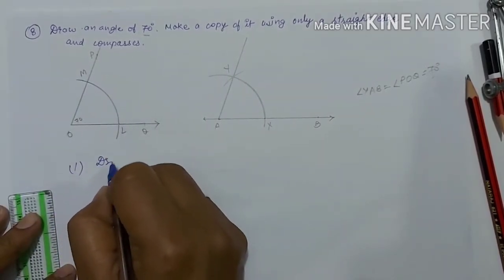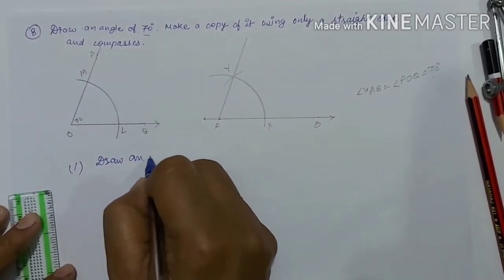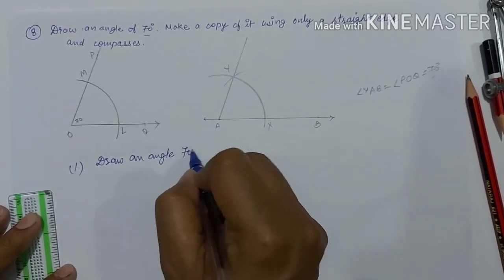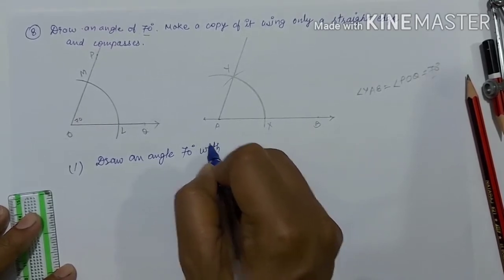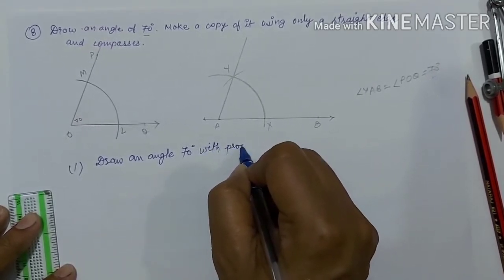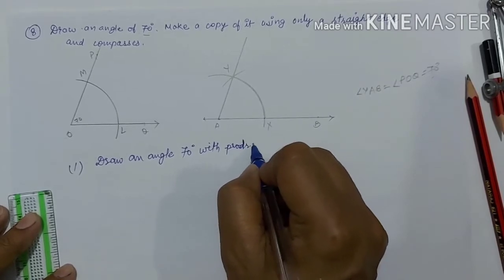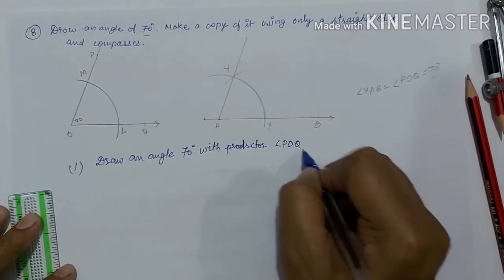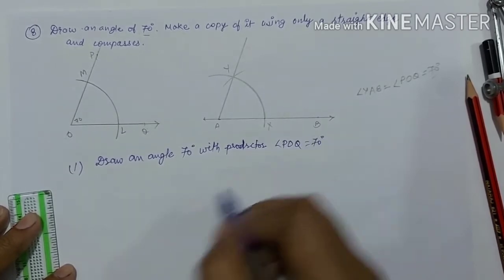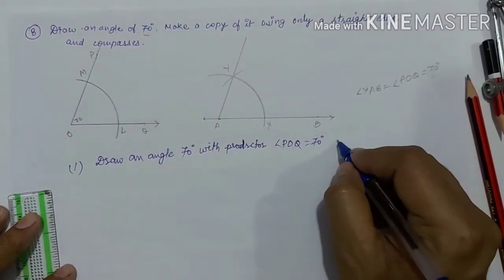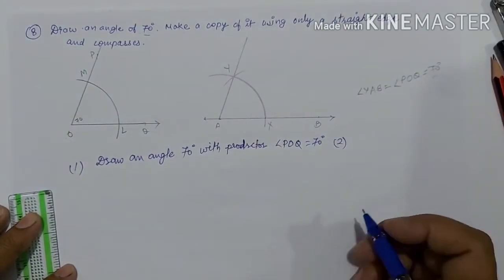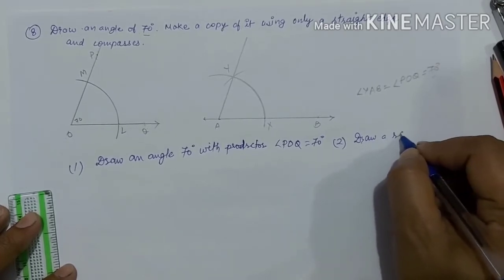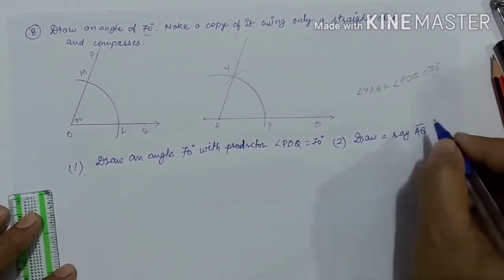The first step is to draw an angle of 70 degrees with the protractor. The angle POQ is 70 degrees. The second step is to draw a ray AB, this AB.